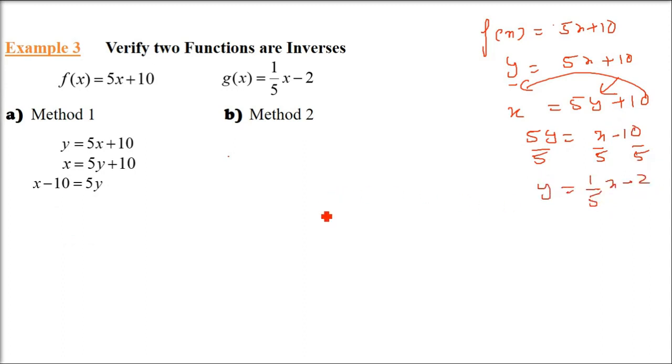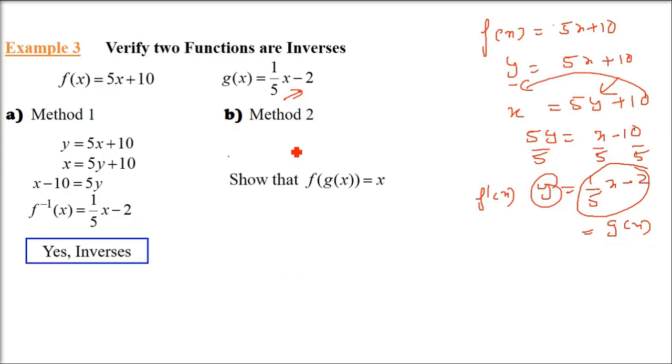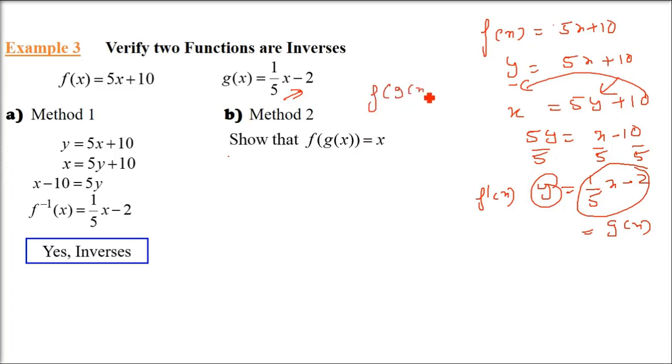See, f inverse x is g(x). That is what we have to check. So what do we get? f inverse x is g(x) only. So these two, f(x) and g(x), are basically inverses because g(x) is nothing but f inverse x, which we found out from here. So these two are inverses. There is another method. f of g(x) or g of f(x) should come as x.